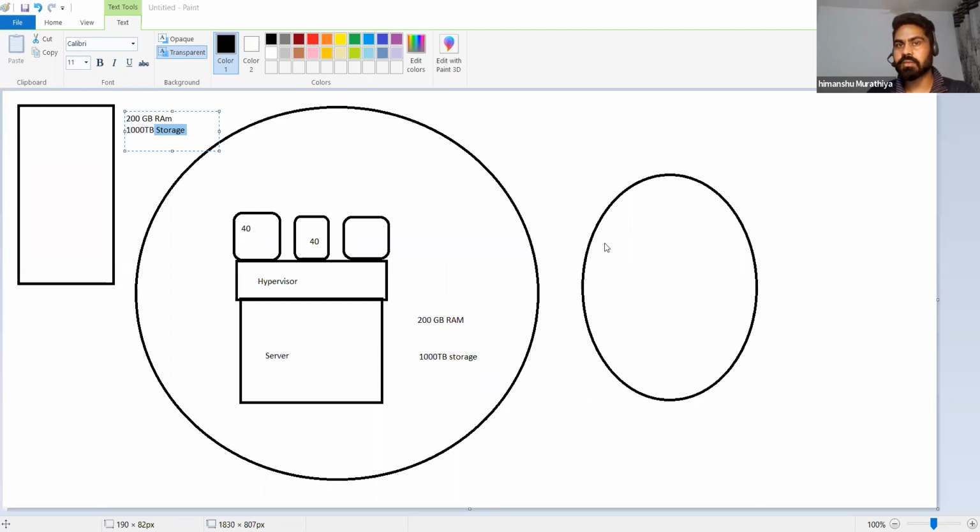Is it clear? Yes, sir. The basics you have also told us, right, sir? The basic concept is the same, keeping the hardware like that, the hypervisor. Yeah, that is the on-premises data center.